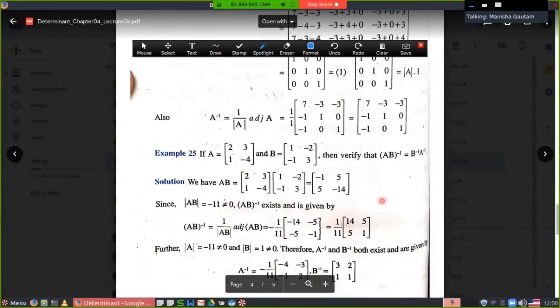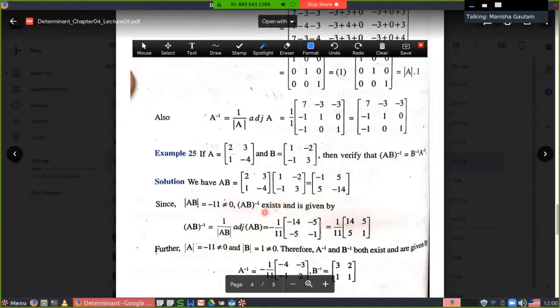Now the next property, which is very important: (AB) whole inverse is equal to B inverse into A inverse. You have to prove it, that both sides are equal. First of all, for the left hand side, multiply A and B. Multiplication takes place, you will get minus 1, 5, 5, minus 14. Now this is the matrix whose inverse you have to find out. (AB) whole inverse. It means you have to find the determinant value of this matrix. Minus 14 into minus 1 is 14, 14 minus 25, that is minus 11, which is not equal to 0.